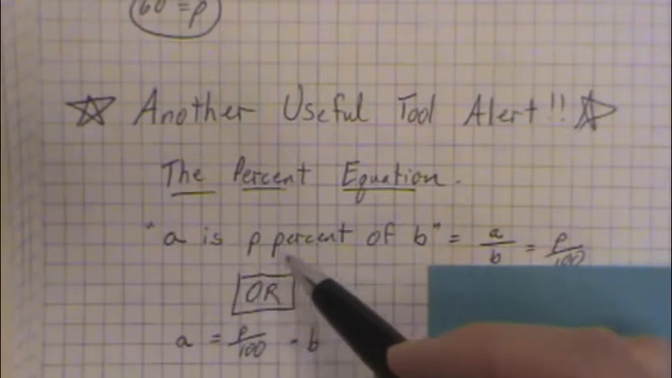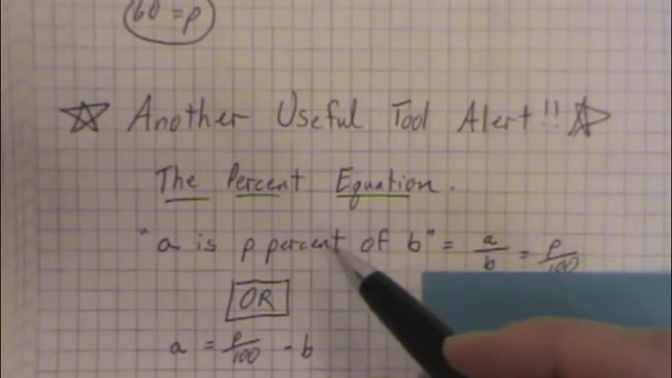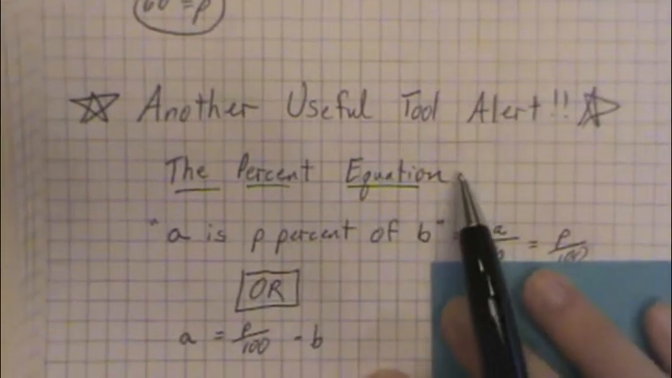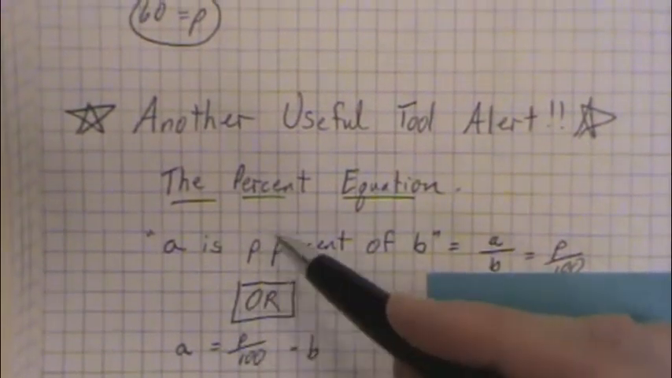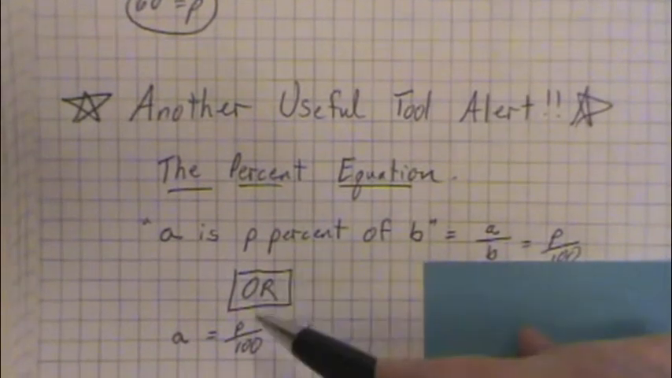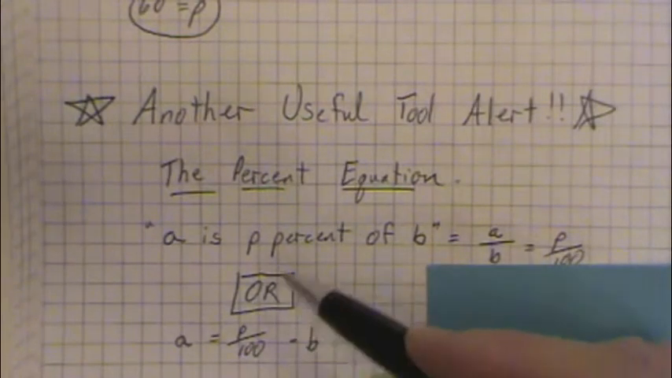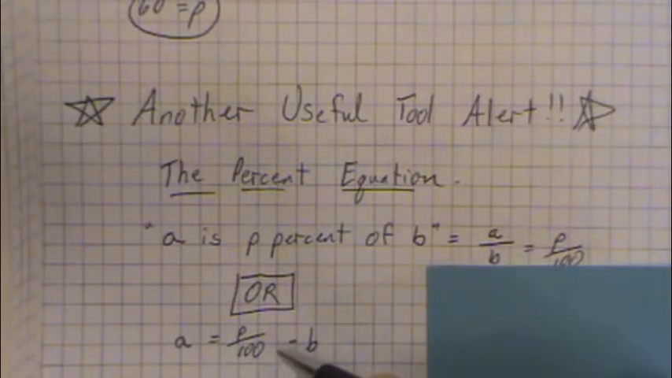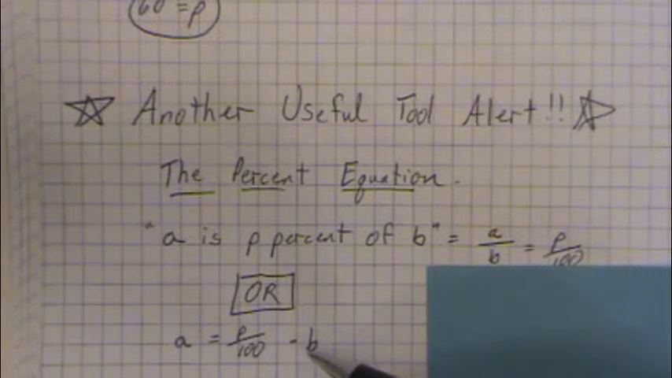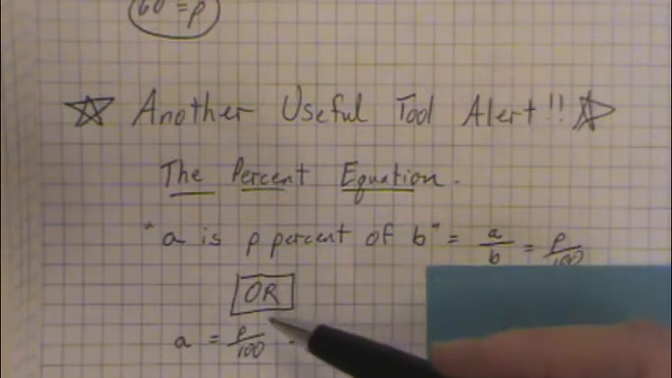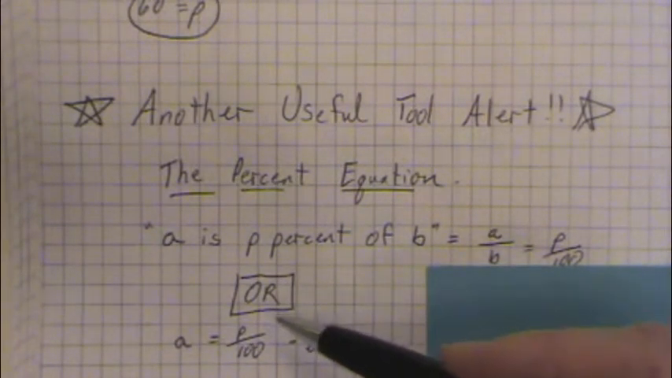This should be a little bit like review from before, because we were translating stuff from English into math. So all you need to remember is: is means equal sign, P% means P over 100, of means times, and B. So here's your percent equation: A equals P over 100 times B. They have it a little bit differently in the book. They use P and a percent sign. I'm going to show it to you this way. You can also look at what they show you on page 138 in the book. You use whichever works best for you.